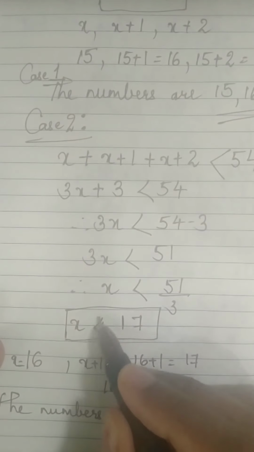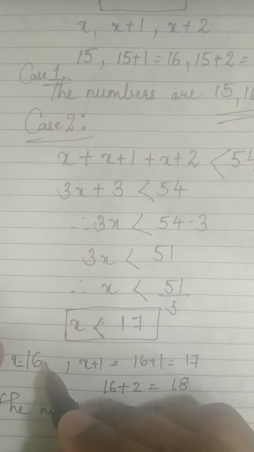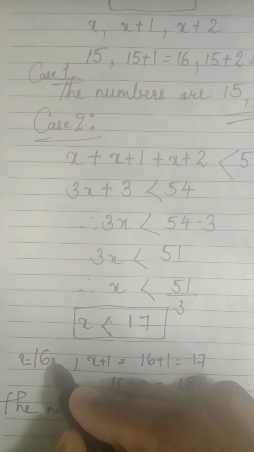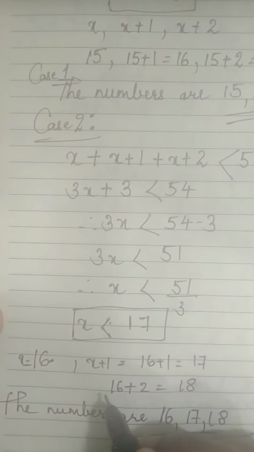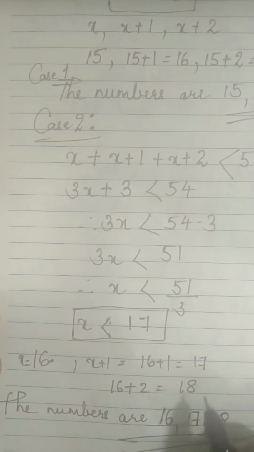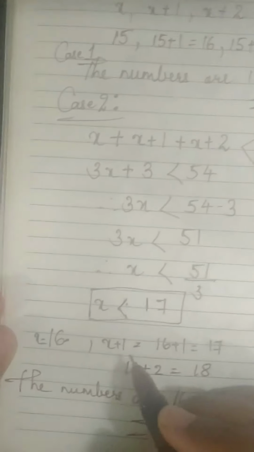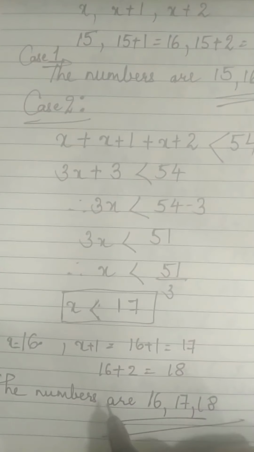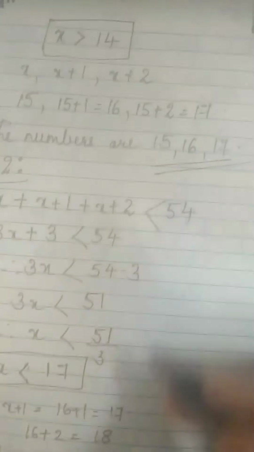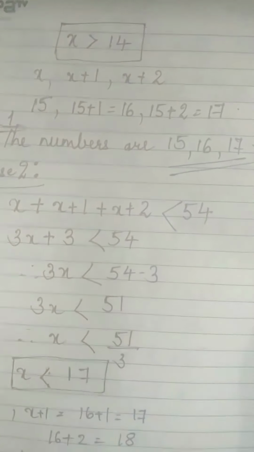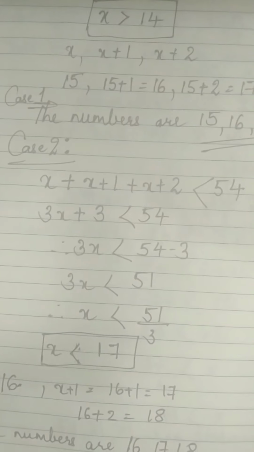Here x less than 17 means you will start with 16. So if x is 16, x plus 1 will be 16 plus 1 and x plus 2 will be 16 plus 2, that is 18. So according to case 2, you got the numbers as 16, 17, 18. So you have two answers for this question. That's why this question is different. I hope you all understood, children.